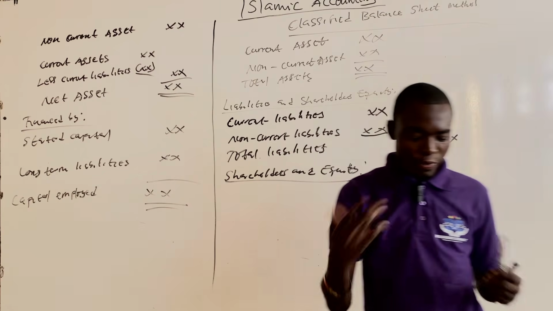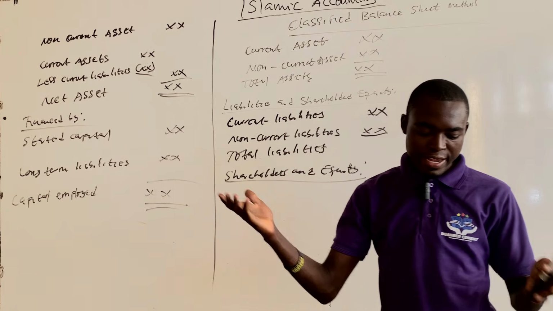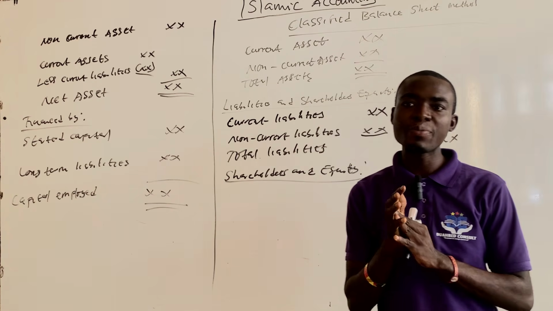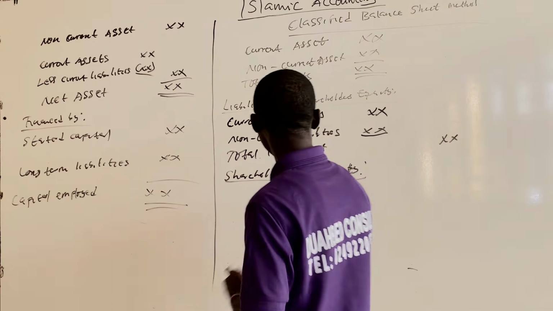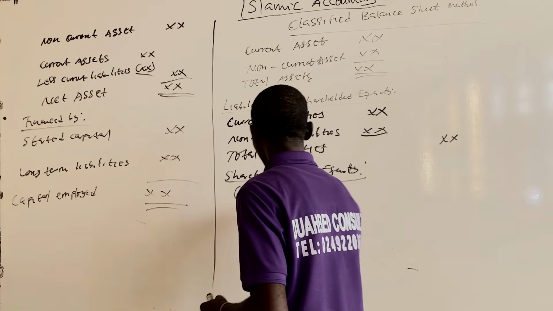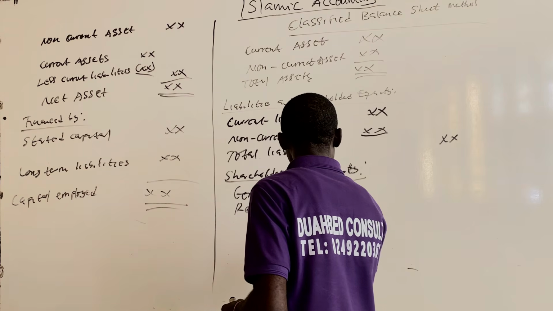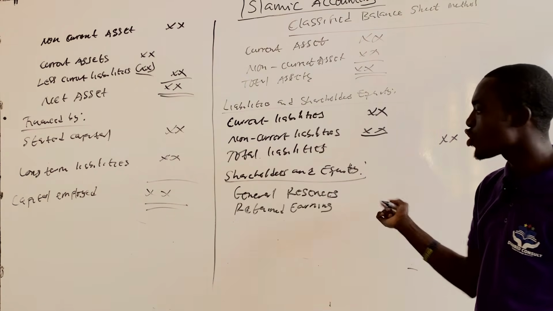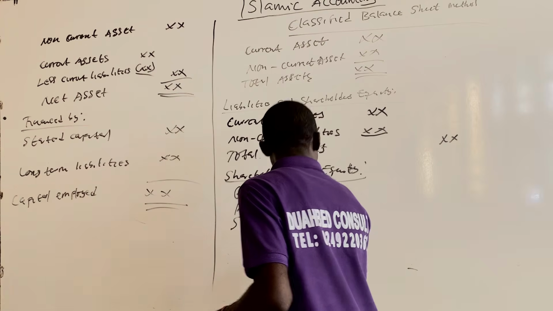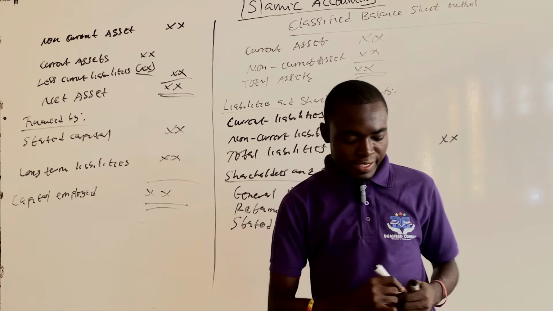At the shareholders' equity, you report the number of shares, that is the stated capital, the retained earnings, and then the reserves that the organization has, which are the same as the surpluses. In case the organization has general reserves, we report them. Retained earnings, which is the same as income surplus, we report. Now you report the stated capital as well.